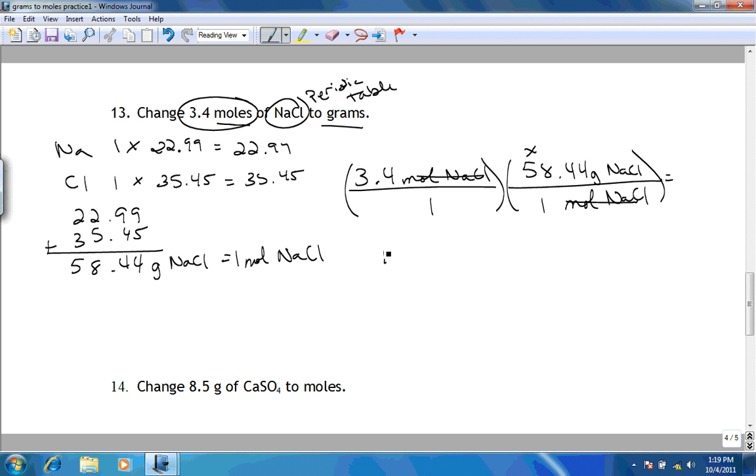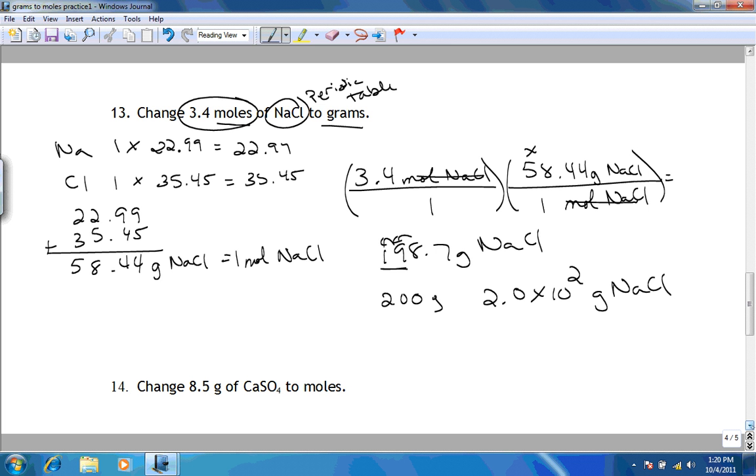That comes out to be 198.7 grams of sodium chloride. You notice that there's only two significant figures here. Well, in order to do that, that means we want the first two numbers. Well, the 8 rounds up the 9 and the 9 rounds up the 2 to make 200 grams. The problem with that is that there's only one significant figure here because there's no decimal. In order to make it two significant figures, we have to put it in scientific notation. And that is the correct significant figures.